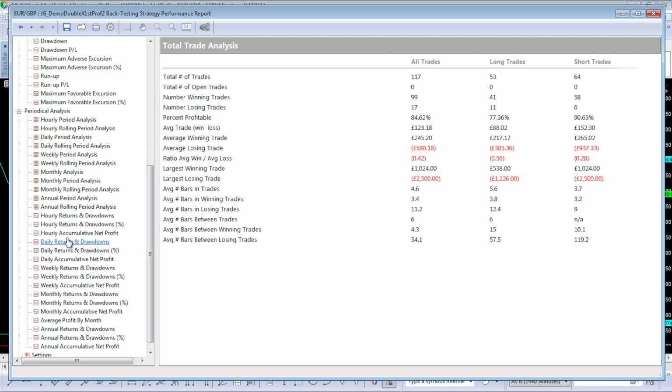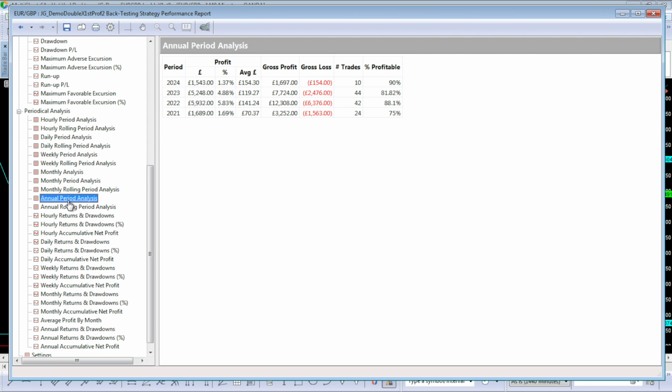Let's look at the annual period analysis, and we can see that the rest of 2021 was profitable. Then we had a good 2022, 2023, and then started off for the first quarter of 2024, we're in profit. So we can see that the results produced since I first developed the strategy have been pretty good. We did see a fairly large losing month back in September 2022, and we saw that on the equity curve. But at the end of each year, every year has been profitable.